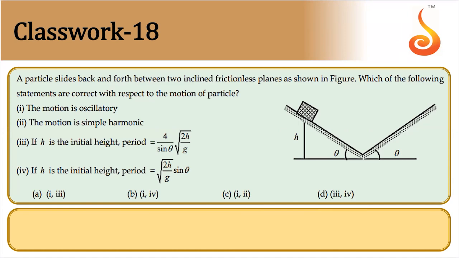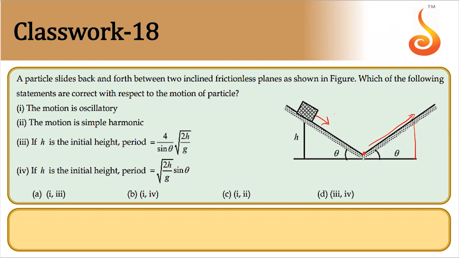See, clearly the motion will be oscillatory. It will oscillate about this mean position. When it falls from here, it will pick up some speed by the time it reaches this mean position. Then because of inertia, it will climb up this plane. The planes are frictionless, so it will keep on oscillating. Again, it rises to a certain height and comes back. If the initial height is h, here also it rises to the same height, so it oscillates.